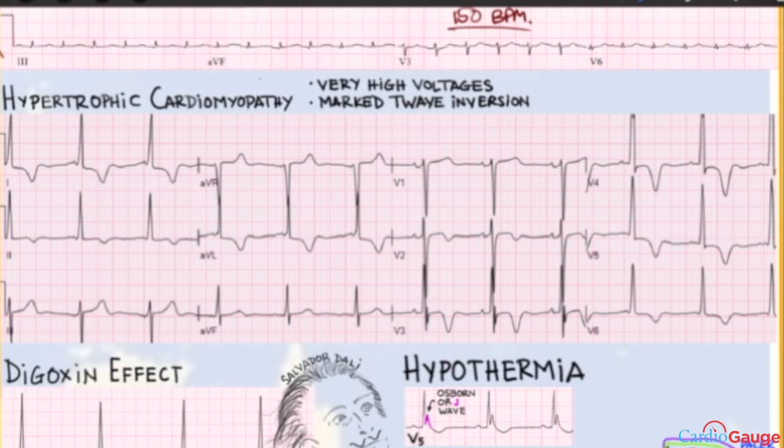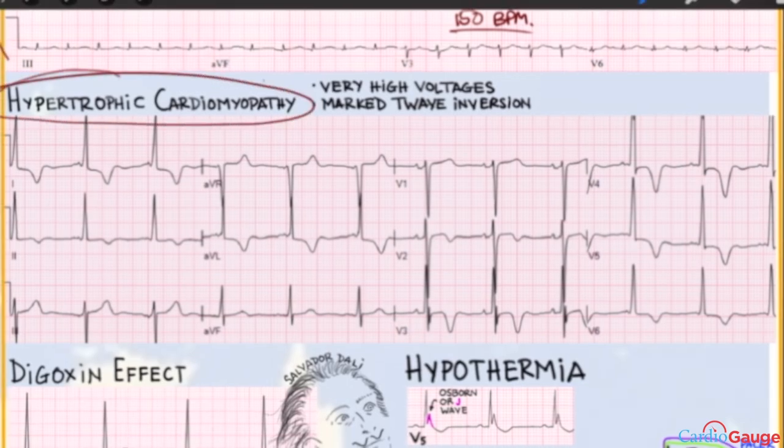Let's take a look at hypertrophic cardiomyopathy. Hallmarks of this are very high voltages and marked T-wave inversion. So we've got high voltages. This one goes off. Ooh, how high does it go? And then really big negative T waves throughout. So this is an example of hypertrophic cardiomyopathy.